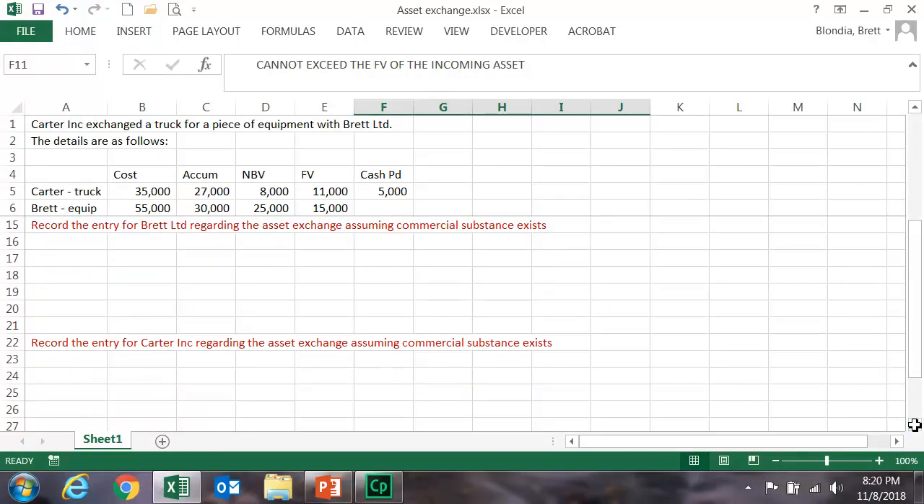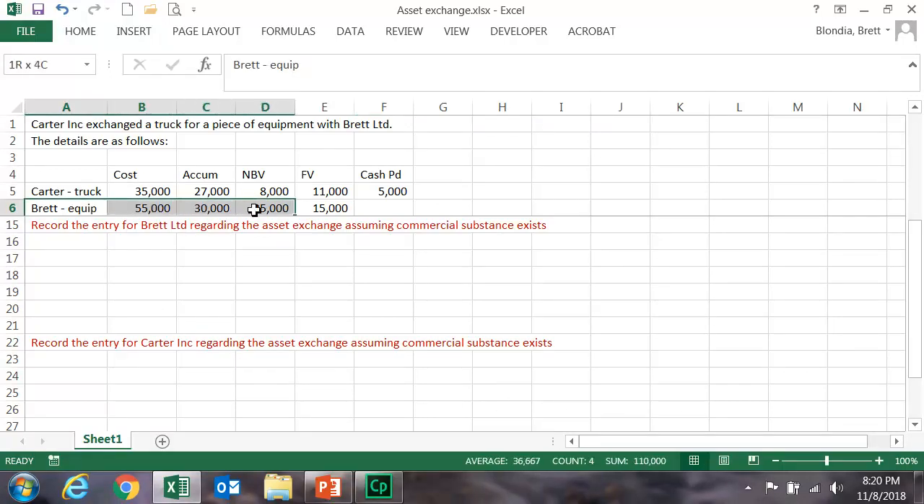Okay? So let's do all that, but I'm going to flush all that information out of my head. I'm going to pretend like we've never talked about this before. We've never talked about an asset exchange. I'm going to show you how to get the free marks. So the first question here says, record the entry for Brett Limited regarding the asset exchange, assuming commercial substance exists. Now, what we're worried about is Brett Limited.